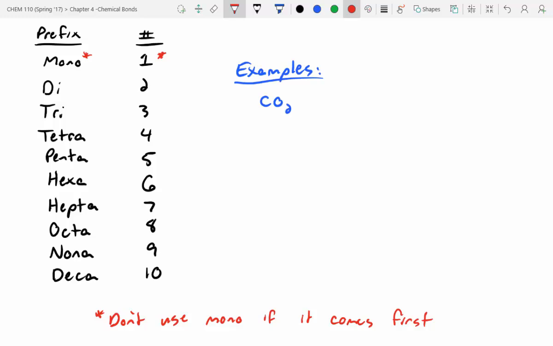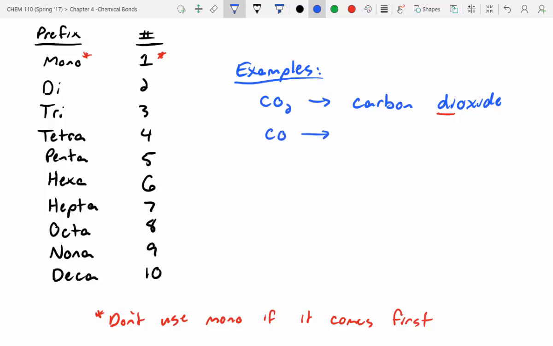So for this example, CO2, what would we call this? Carbon dioxide. We wouldn't call it monocarbon dioxide, right? That sounds kind of funny. So don't use mono here. This would be carbon dioxide. And the di just means that we've got 2 oxygens, and we represent oxygen by calling it an oxide. Not too bad. Let's do another one.